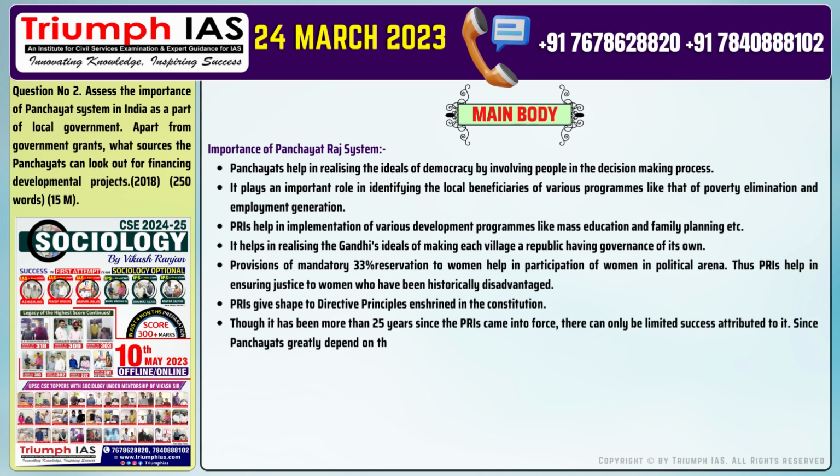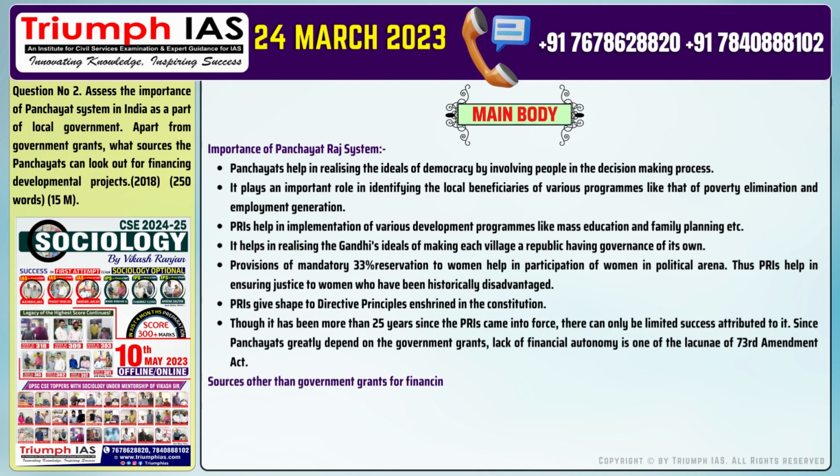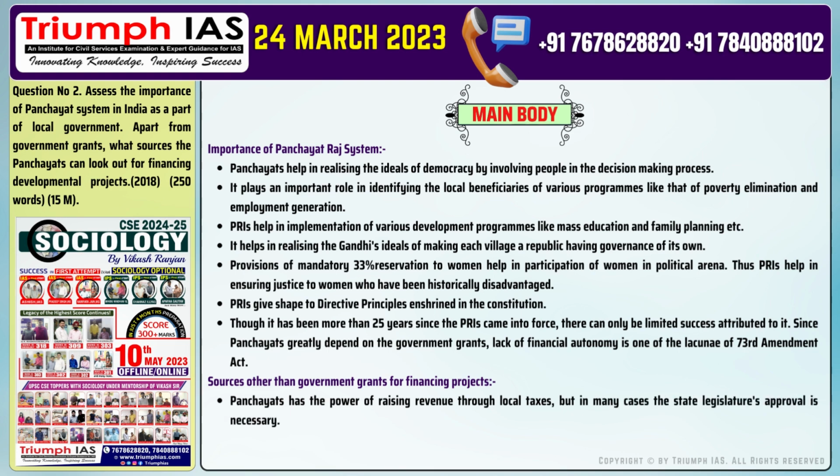Since panchayats greatly depend on the government grants, lack of financial autonomy is one of the lacunae of the 73rd Amendment Act. Sources other than government grants for financing projects. Number 1. Panchayats have the power of raising revenue through local taxes, but in many cases the state legislature's approval is necessary. Number 2. Land revenue generated from the villages.